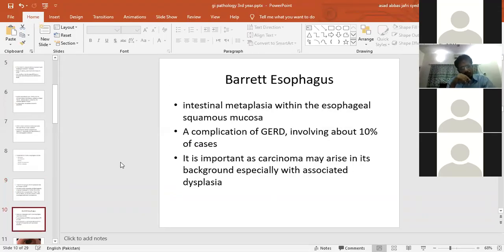Now, Barrett's esophagus is one of the most dreaded complications of reflux esophagitis. It is defined as intestinal metaplasia within esophageal squamous mucosa. It is a complication of gastroesophageal reflux disease, and it is seen in about 10% of patients who have gastroesophageal reflux disease. So it's not a very common complication, but it's also not that uncommon. The most important thing is that because it's a precursor lesion, patients with Barrett's esophagus can go on to develop adenocarcinoma.